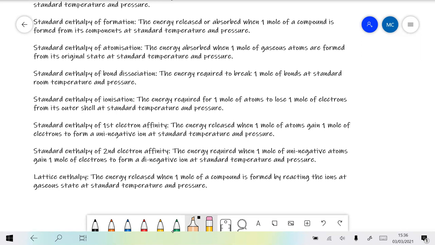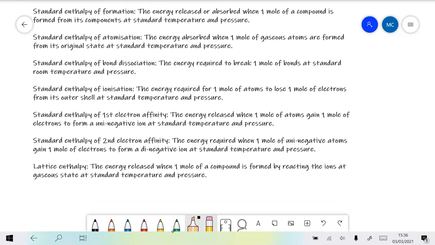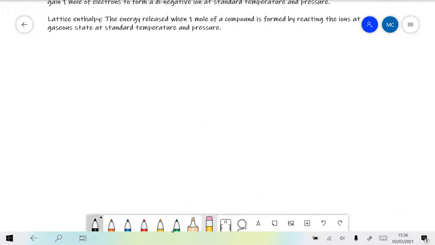And you can have the lattice enthalpy, which is the energy released when 1 mole of compound is formed from its gaseous ions. Okay, so here we have two definitions that produce one mole of compound. The enthalpy of formation, where it's produced from the elements, and here it is produced from its ions. Okay, now work out these questions. Let's start with some enthalpy of formations.